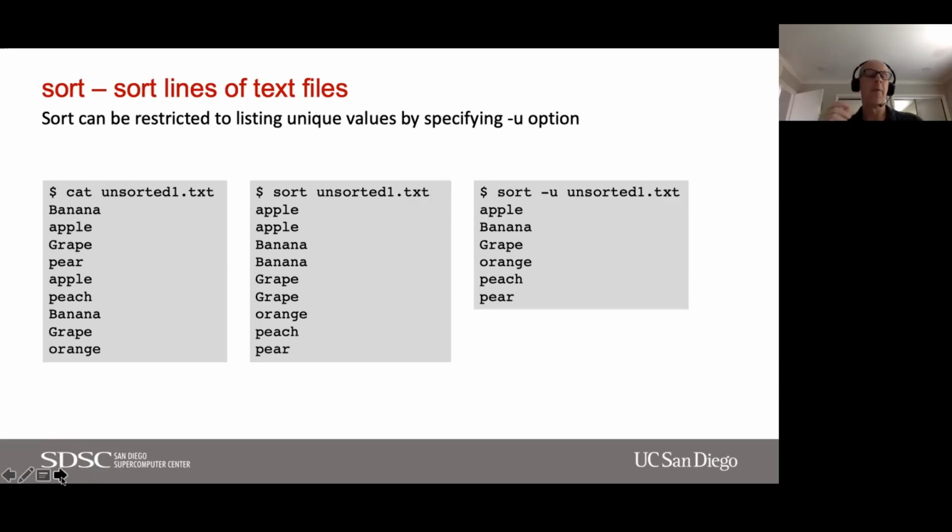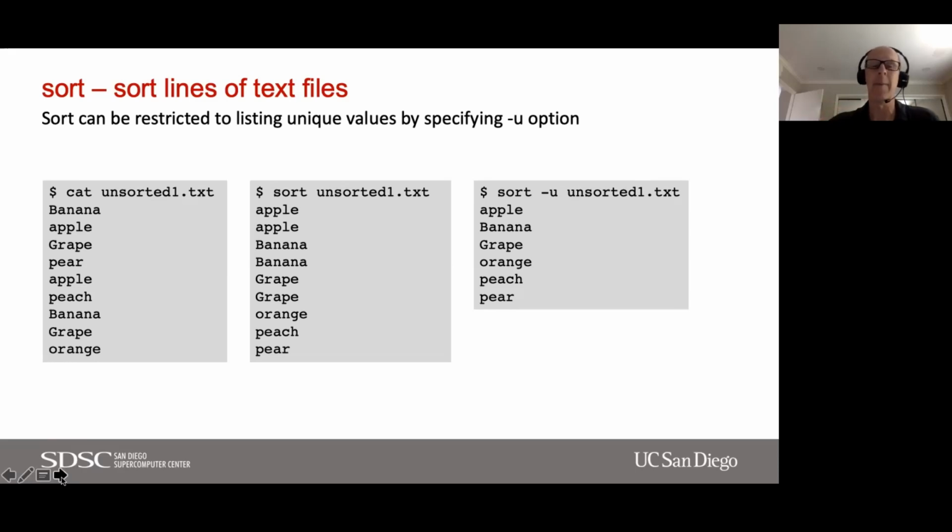And then sort can also be restricted to listing unique values by specifying the -u option. And this is something that I find is really, really handy. You may have done this in Excel or other spreadsheet programs already, where you see that there are a lot of fields that are being repeated, but you just want the unique values.